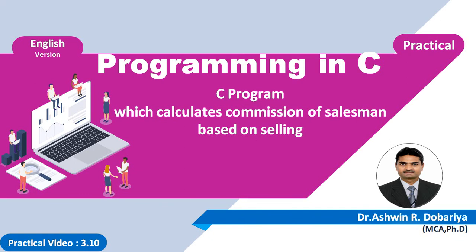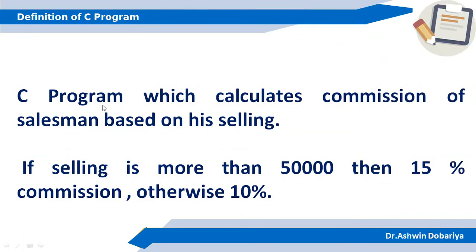So first, we'll discuss the definition. A C program which calculates the commission of the salesman based on his selling. Suppose in any marketing company, the salesman is generally getting a commission based on his selling. So here in this program we will calculate the salesman commission based on the selling. For example, if the selling is more than 50,000, then he will get a 15% commission, and otherwise, if the selling is less than 50,000 in a month, then he will get 10%.